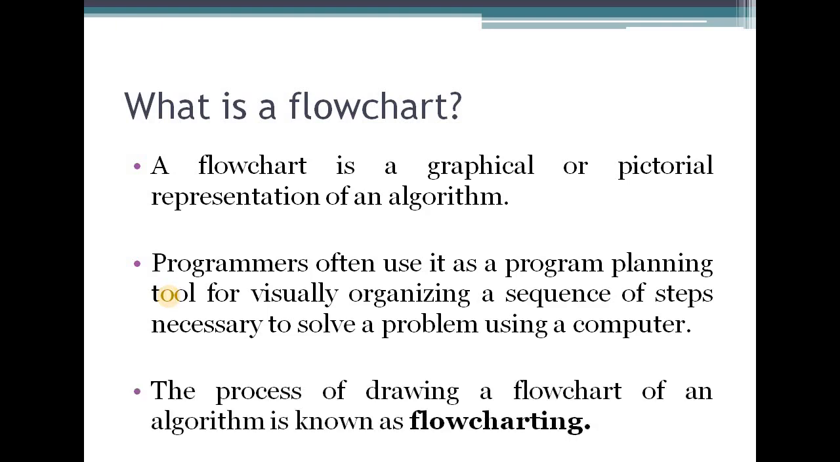It uses boxes of different shapes to denote different types of instructions. Programmers write actual instructions within these boxes using clear and concise statements. Directed solid lines connecting these boxes indicate flow of operations, the sequence in which to execute the instructions. The process of drawing a flowchart of an algorithm is known as flowcharting.